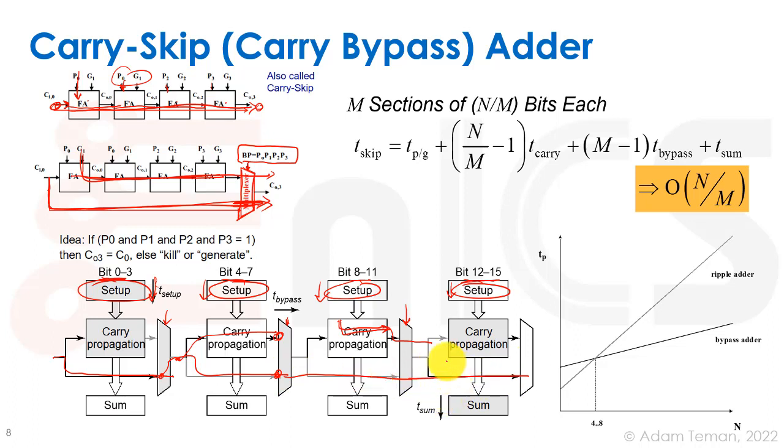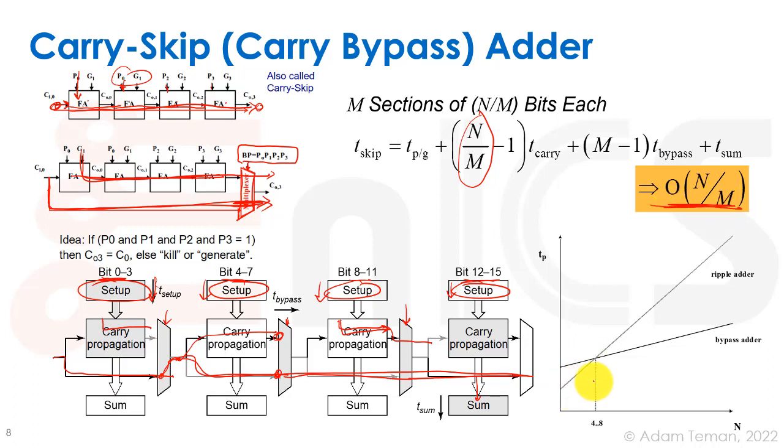So what we're going to have over here basically is we're just going to calculate the time that it's going to take us to calculate the propagate or the generate. The worst case is if it's going to go through 3 out of these 4 stages. So that's n over m minus 1 over here times the t carry. But then it's going to go through m minus 1 of these bypasses, and finally figure out the final sum. So that's the whole thing, and the big part over here is the n minus m, so we get an O of n minus m.